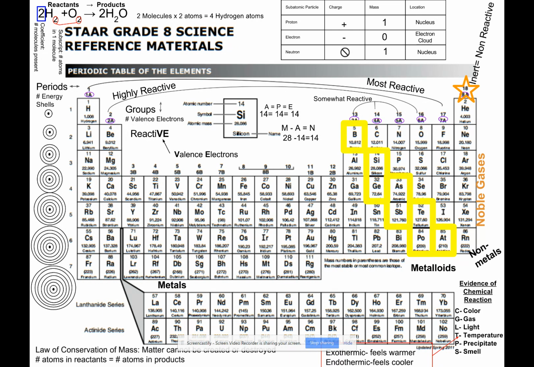The very last thing I want to look at is our law of conservation of mass. The law of conservation of mass says that matter cannot be created or destroyed. So the number of atoms in the reactants must equal the number of atoms in the products. If they are equal, we'll say that the chemical equation is balanced. If they are not equal, we'll say that it is unbalanced.